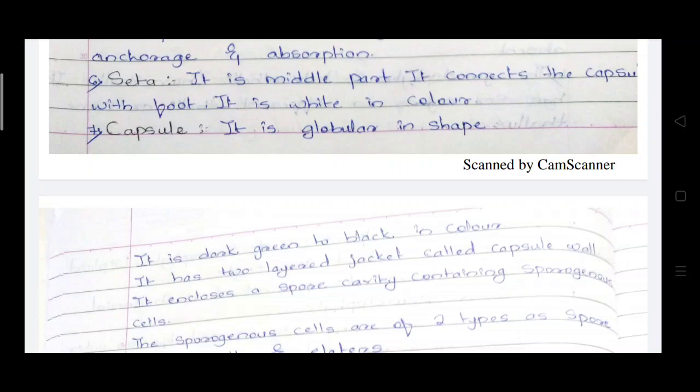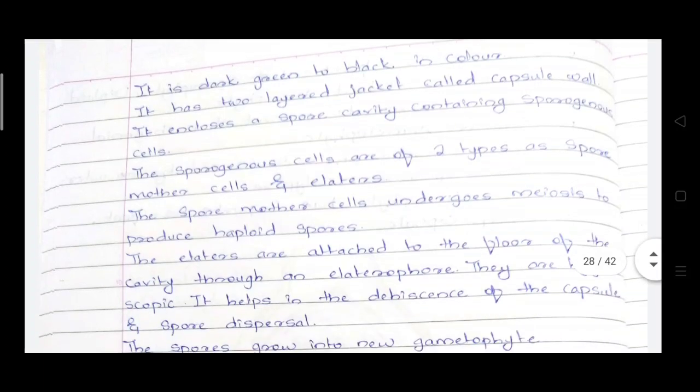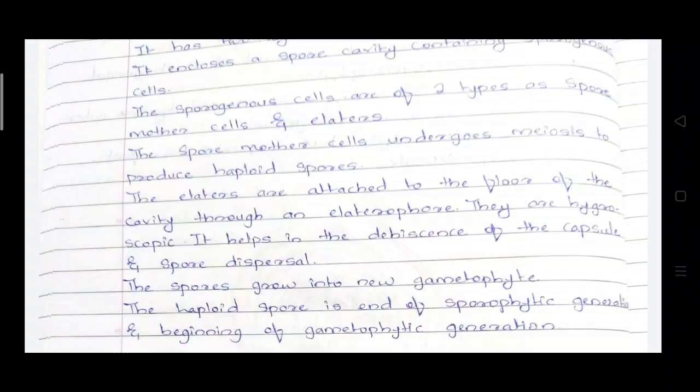These capsules enclose the sporogenous cells. The sporogenous cells form two types of cells: spore mother cells and elaters. The spore mother cells after meiosis form the spores, and the elaters are attached to the floor with the help of elatophores. These elaters are hygroscopic in nature, and they help in the dehiscence and dispersal of the spores.